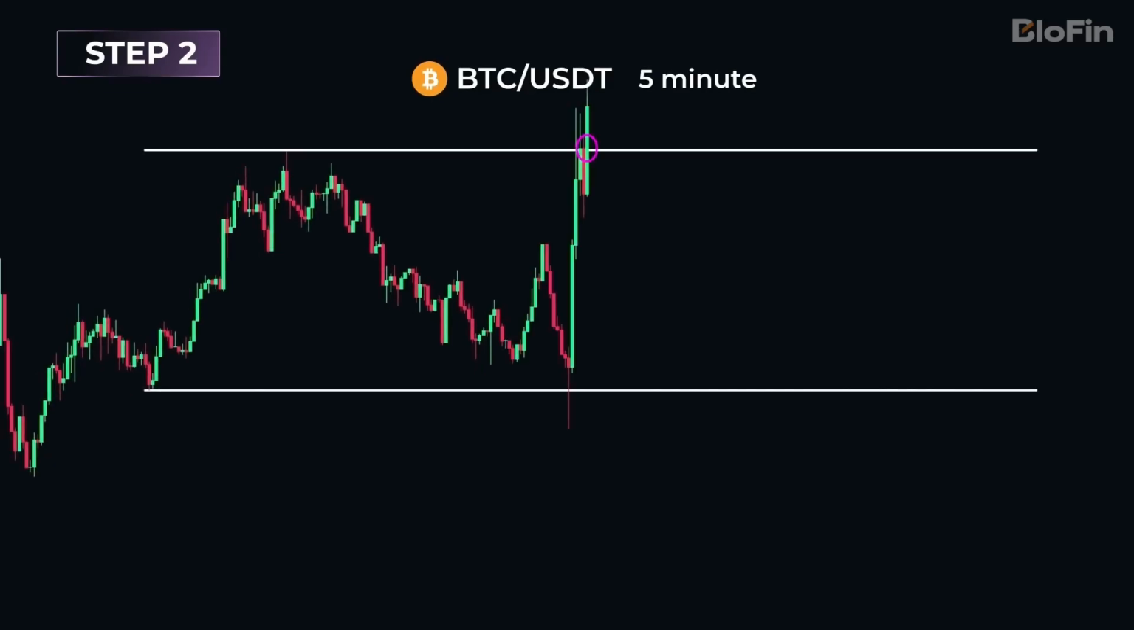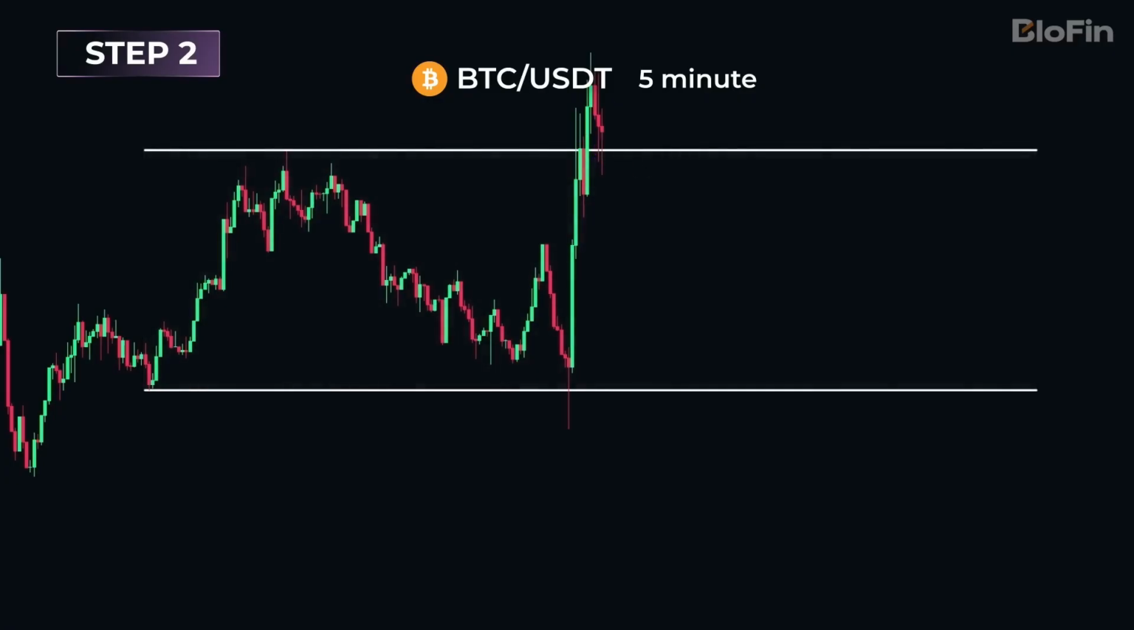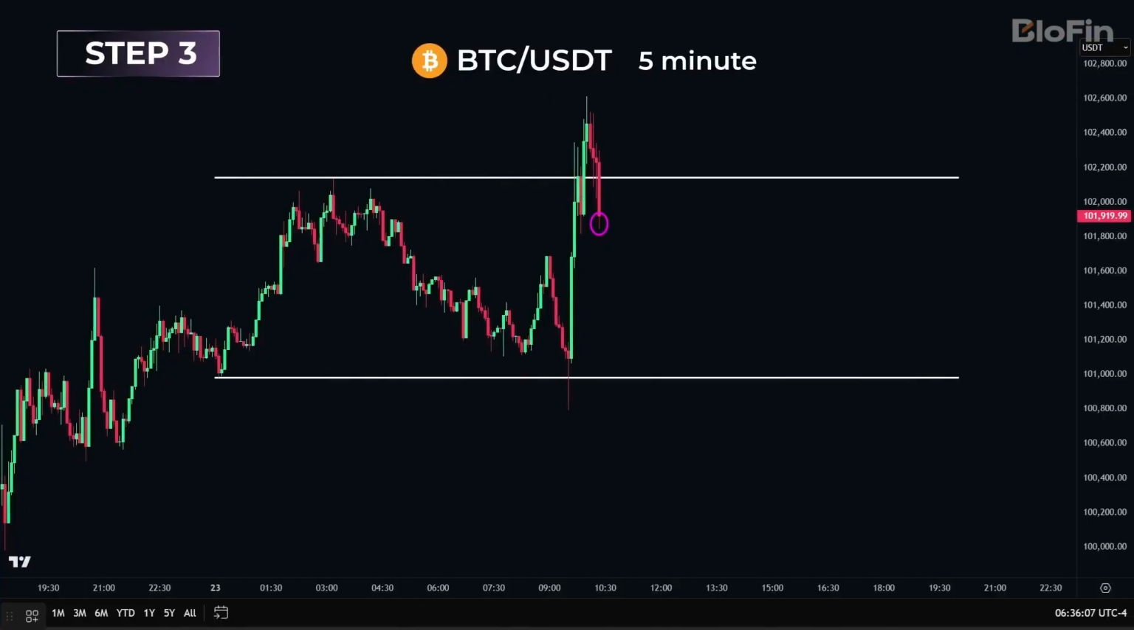After the breakout, we then wait for price to re-enter and close back inside the range again. But make sure that all of this happens within the same day as the 4-hour range we marked. Once that sequence plays out, we move to step 3, which is our entry. In this example, since price broke the range high, that's a signal to go short.